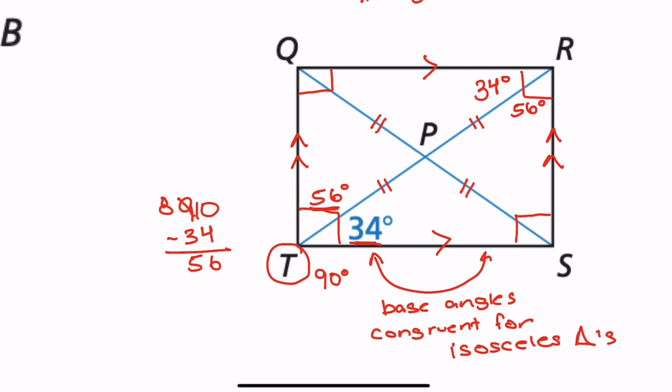So if this angle is 34 degrees, I have 34 degrees here. Similarly, 56 degrees and 56 degrees, 34 degrees and 34 degrees, and 56 degrees and 56 degrees.